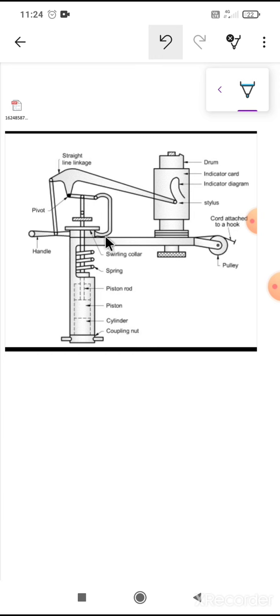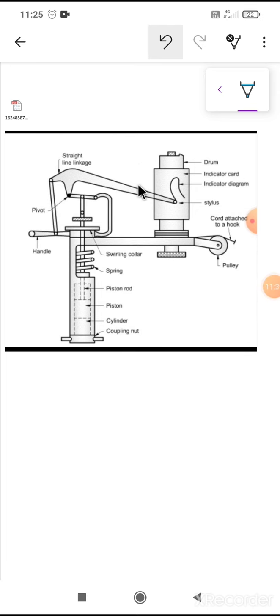So the vertical movement of the stylus, up and down, and the horizontal movement of the cord in this direction, combine to produce a closed figure of the indicated diagram. The area enclosed under the indicated diagram measures the work developed during a stroke of a definite cycle.